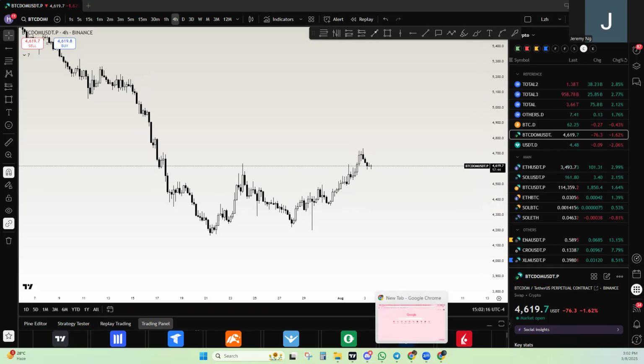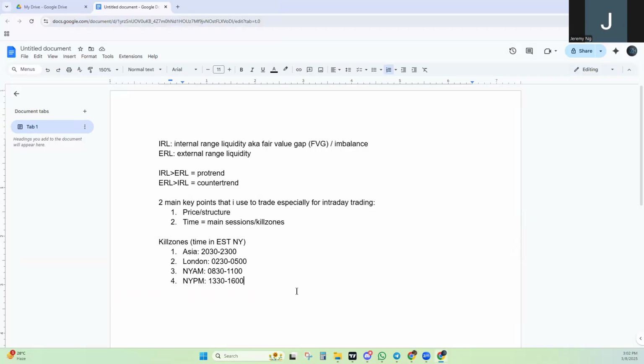Okay. Basically, I think this stream is to showcase to you guys how I find a setup from a liquidity standpoint. If you have followed me for a while, you would know that the method I use to trade is the liquidity method. Two kinds of liquidity that we use: one is internal range liquidity, which is IRL, and another one is the ERL, which is the external range liquidity.